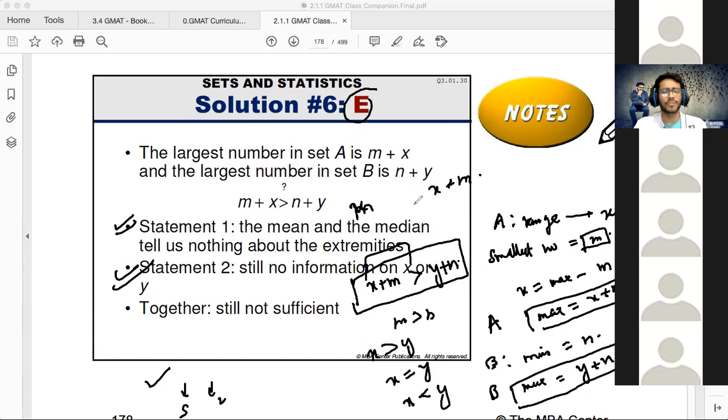I can take any values, 2, 3, 4, 5, 6. I can go in a linear fashion, or someone can jump, 2, 4, 6, 9. So the median will vary. That's why the mean and median tell us nothing about the extremities. And statement 2, just m greater than n, won't give me my answer, because I need a relation between x and y too. Whether x is greater than y, or x is less than y, or whether the number of elements is equal. No information was given. So together still not sufficient.